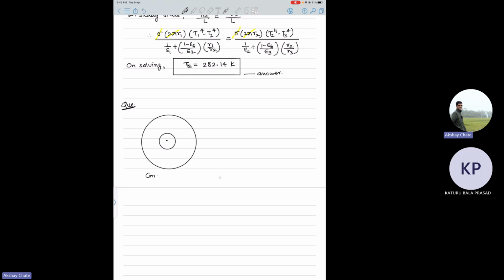So these are two concentric spheres. So you have one sphere like this and another sphere. And it is mentioned that the inner sphere is at 700 Kelvin.